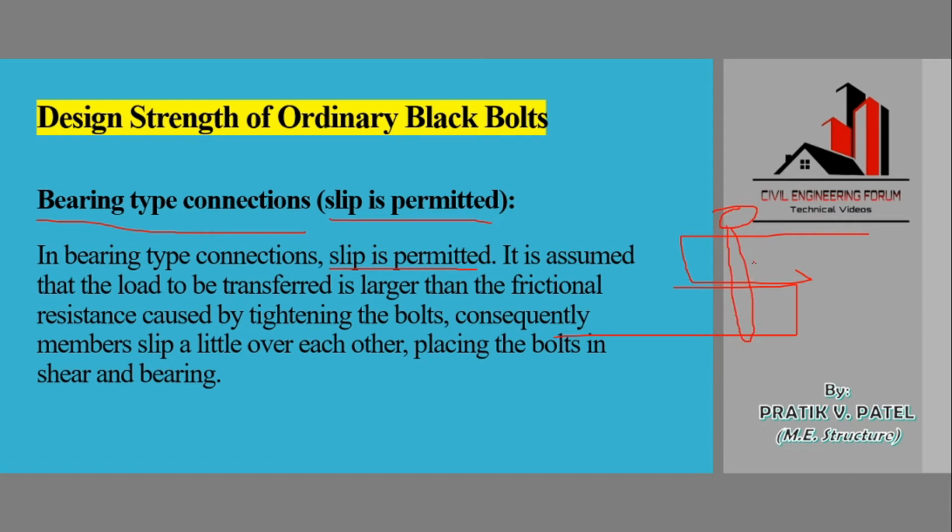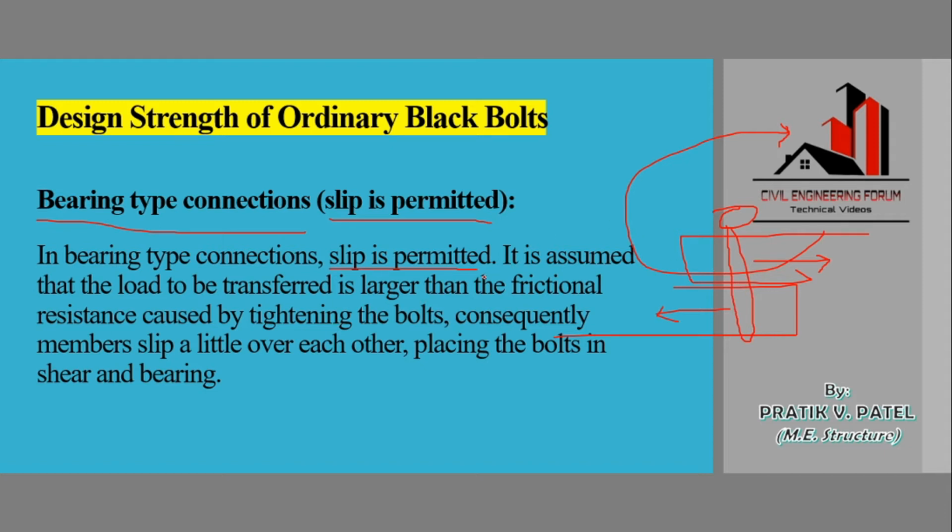We are resisting the shear. This is the shear force which is being resisted. But if you are tightening this bolt very hard, then it is even resisting the bearing force in which friction plays a very important role. But here, in bearing type connection, it is assumed that the load to be transferred is larger than the frictional resistance caused by tightening of the bolt, which means that these plates are allowed to rotate because the loading is very high compared to the frictional force. But here the shear force can 100% be resisted. So this plate cannot be disconnected, but these plates are only allowed to rotate around the bolt.